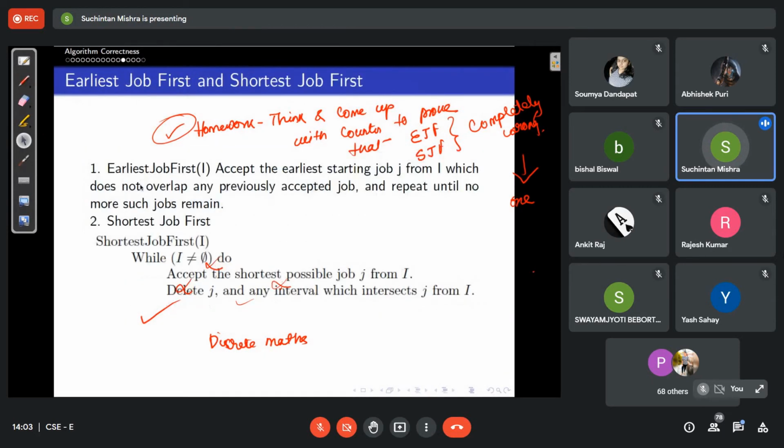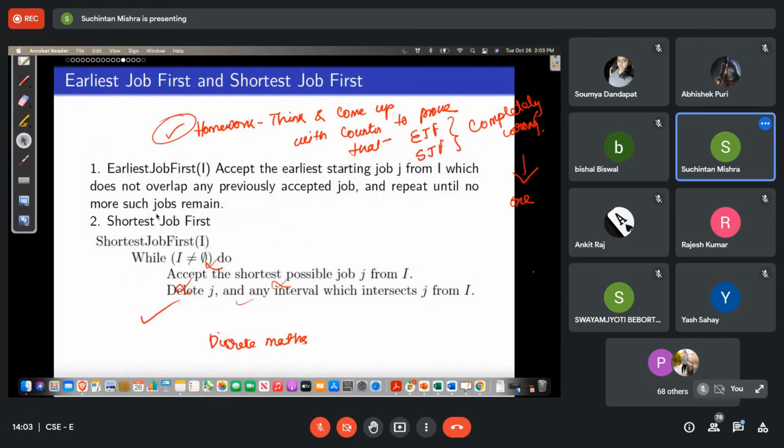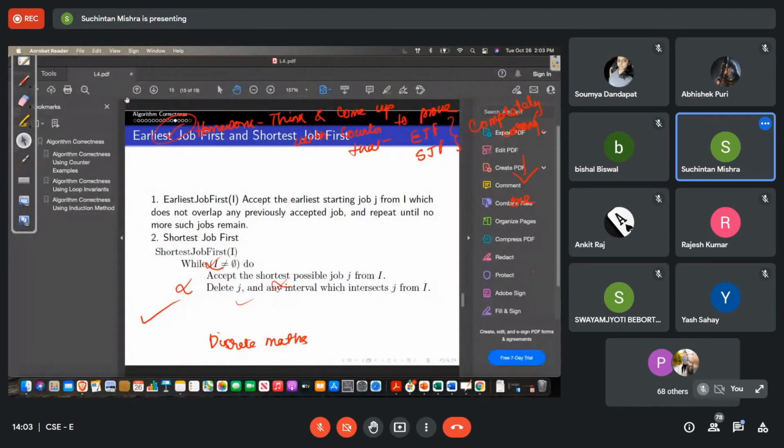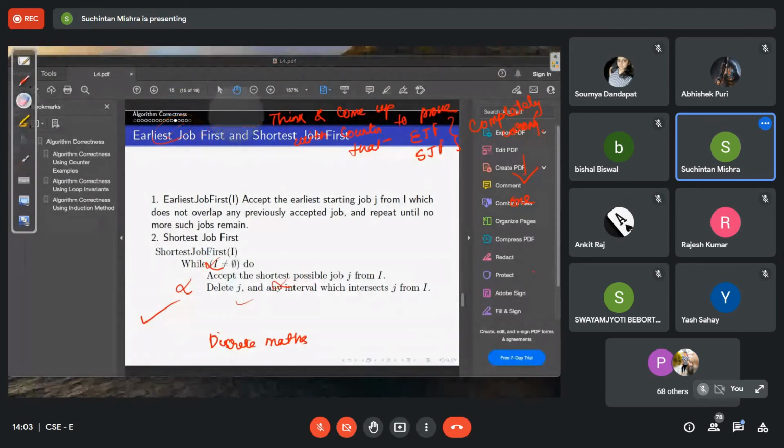Until then, any doubts regarding this interval scheduling problem?